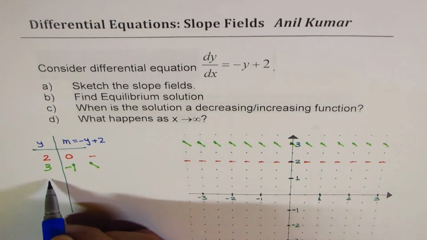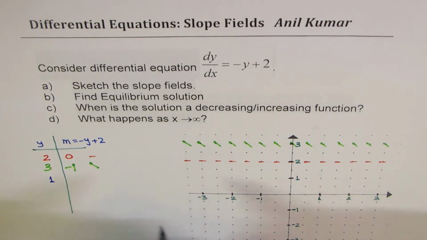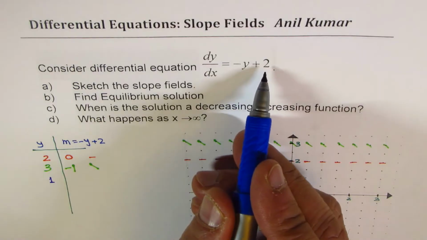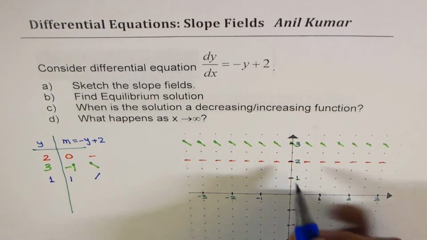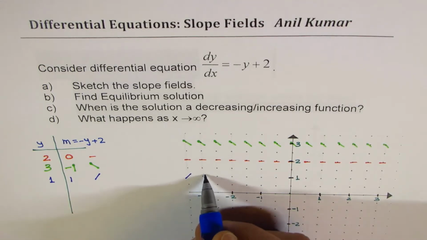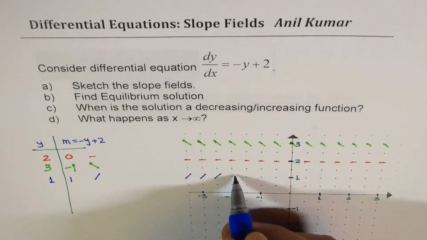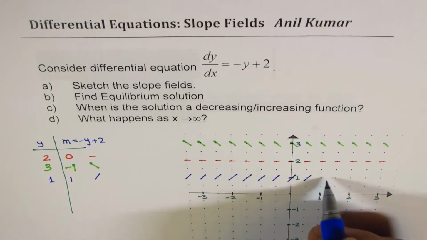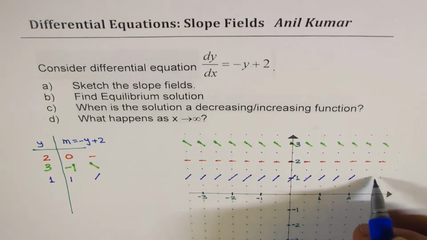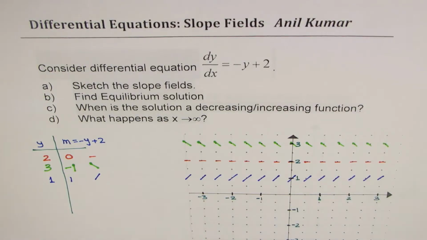If I take y value of 1 now, for 1, minus 1 plus 2 is plus 1. So plus 1 means a slope like this. So these short lines are diagonal, right? So this is your slope 1. Now whenever we are drawing the slope fields, we don't put any arrows. But if we do direction fields, we put arrows. So that is another very subtle difference between the two.